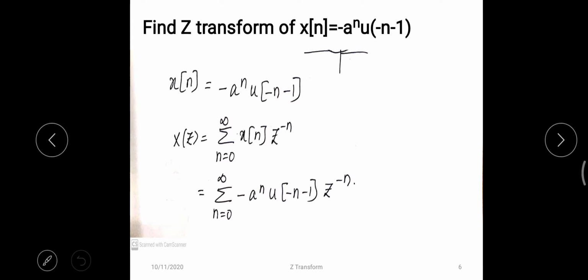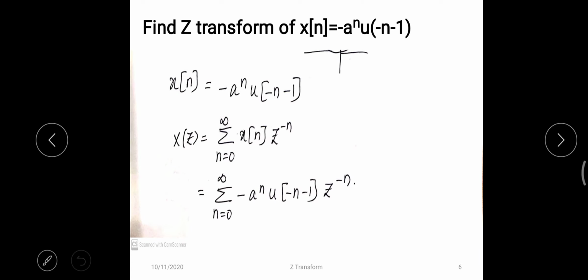So since it is lying in the left side of the z plane, I can say it is a non-causal signal. Anyway, we will try to find the z transform for this given x of n. Just take down the z transform formula: X of z is equal to summation n is equal to 0 to infinity x of n z power minus n. Now you can substitute the values of x of n, so that is minus a power n u of minus n minus 1.